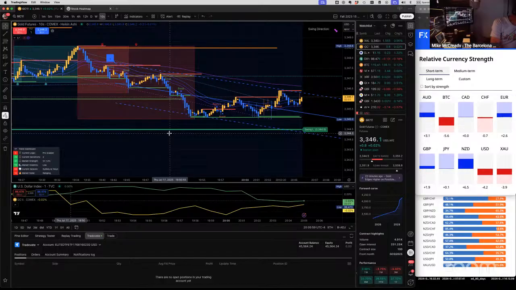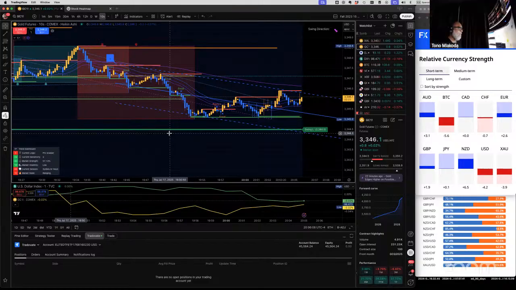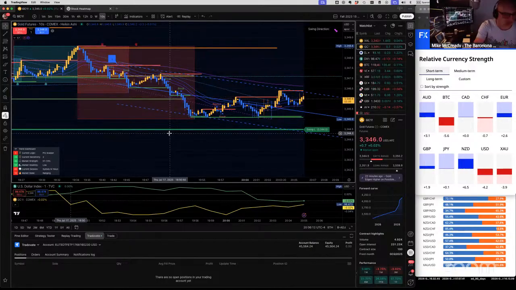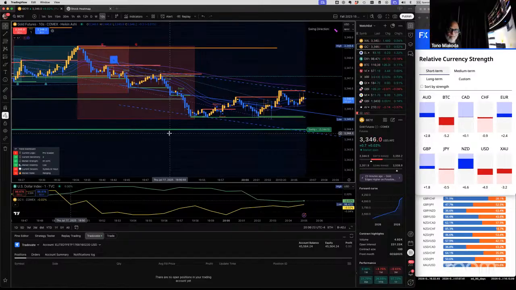I really like the 10-second and the 5-second for entries, even on spot. Even on spot, I like that. But you're still looking at the 1-minute and the 5-minute to figure out what your range is and approximately where you want to exit, right? Right.